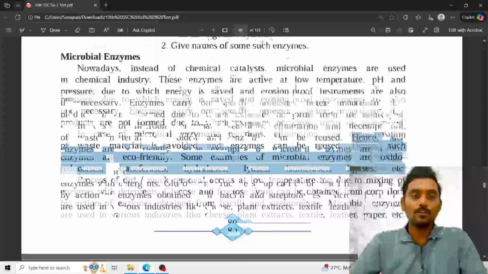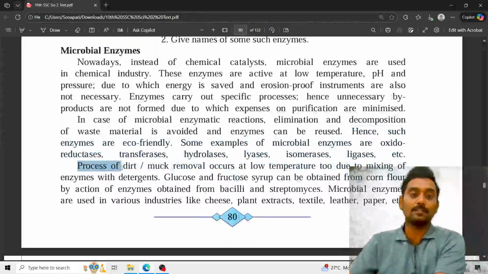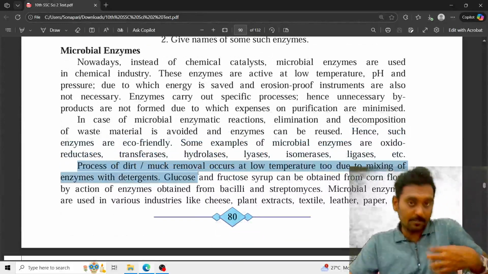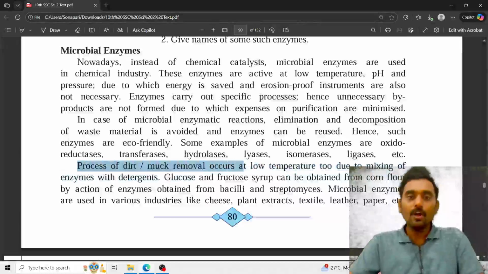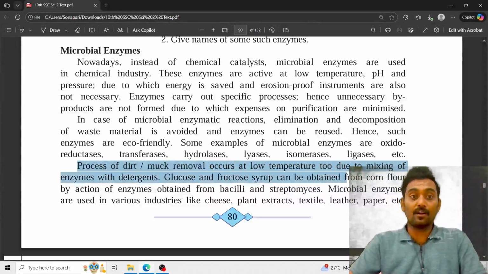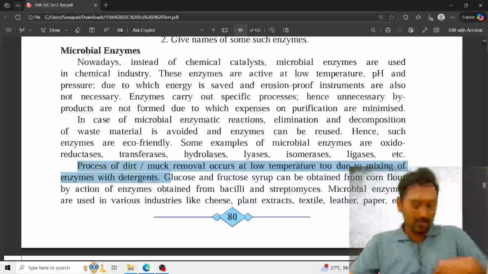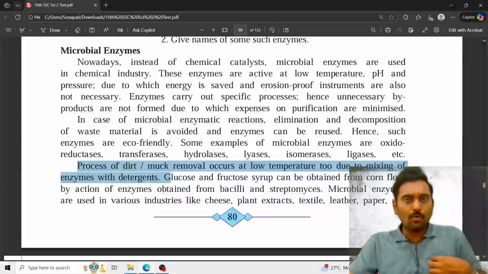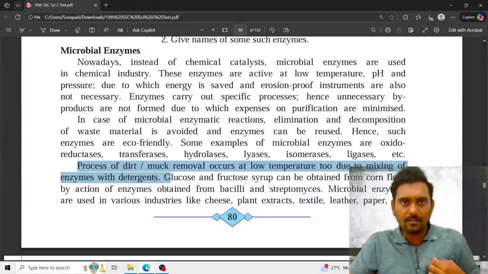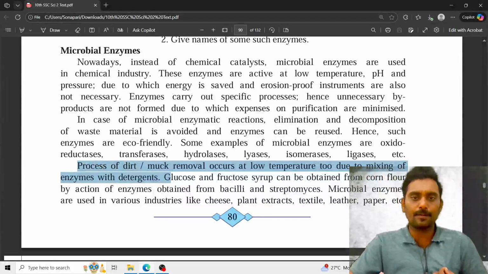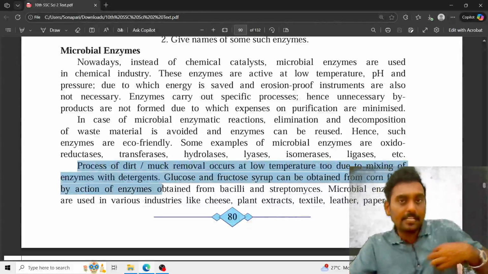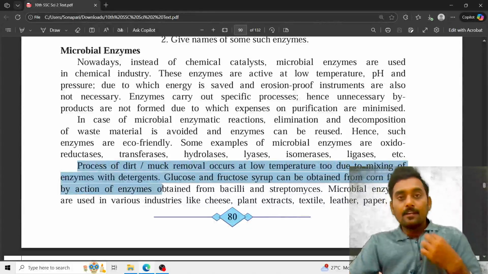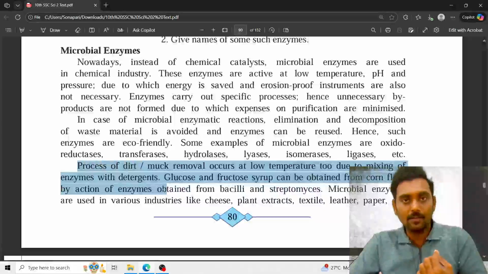Okay, so processes of dirt or muck removal. The process of dirt, muck removal occurs at a low temperature, to decrease the mixing of enzymes with detergents. Okay, if I have some muck or dirt on my shirt, some special kind of enzymes are added into the detergent that easily remove the dirt from my shirt, okay, or from my fabric.